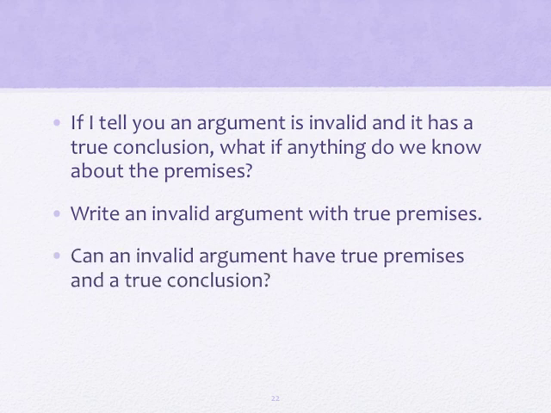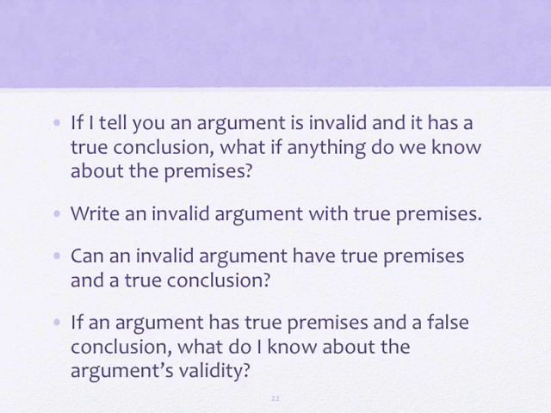Can an invalid argument have true premises and a true conclusion? Now you might be tempted to say no. Right? If you've got true premises and a true conclusion, it can't be invalid. But the answer is yes. Right? I think I gave an example. Ryan lives in California, therefore Ryan is male. Everything about that argument is true, but there's no bridge, so it's invalid.